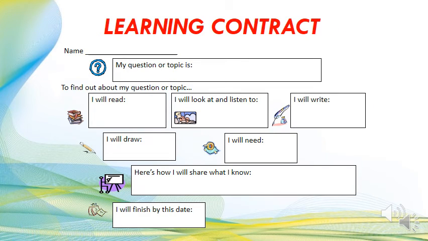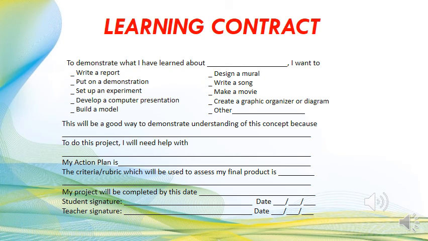Another learning activity that you can do in the class is by using learning contract. Here, you let the students create a contract wherein they would have to write down a topic, what they have to do, what they have to read, what they have to look into, what they have to write, what they have to draw, what they need, how will they share it, and the deadline that they have to finish it. So with this type of activity, they would be able to really use their multiple intelligences. Here is another example of the learning contract wherein the students would have to choose whatever activity that they have to do. They can create a report, they can put on a demonstration, they can set up an experiment, they can create a song, they can make a movie, and there are other things that they can do. I think this activity would be beneficial so that those who are weak in some intelligences can improve whatever intelligence that they have.